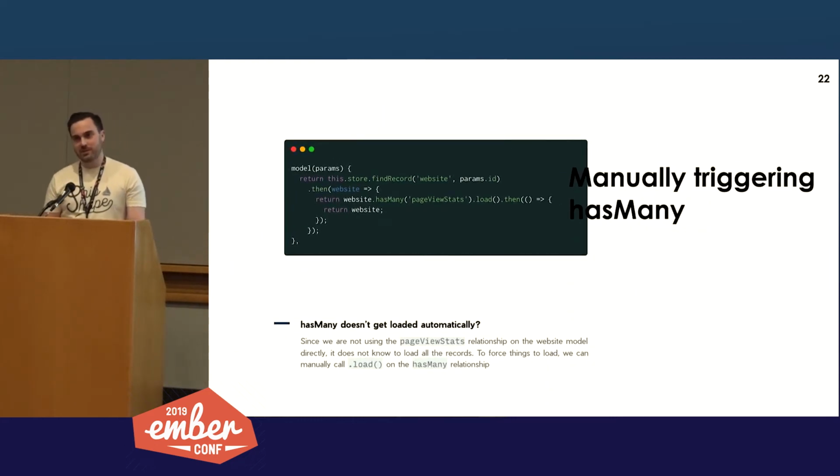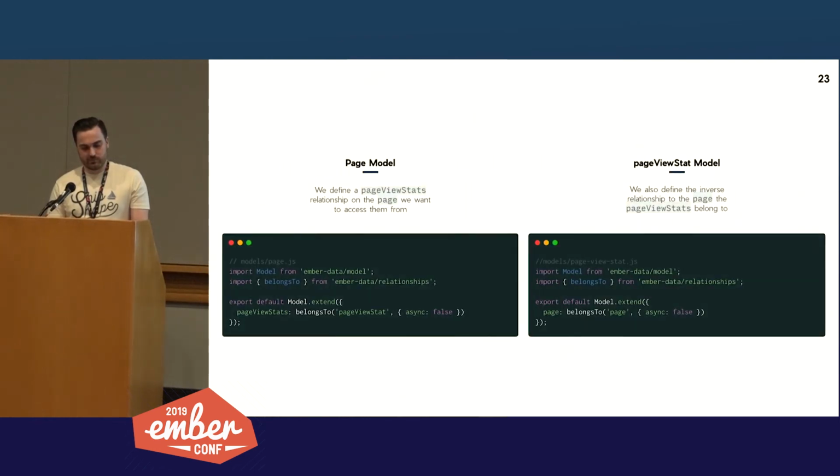But because we're not using the page view stats from the website directly, we need to manually load this. So in our model hook where we're finding the website, we're also going to get that has many and call .load on it so that it will load all the page view stats, and then return the website including those page view stats. Now that we have all the page view stats, we need to define a relationship on the page so that it can access its own stats. So we have a page view stats belongs to, that's async false, and then on the page view stat model we have the inverse to the page.